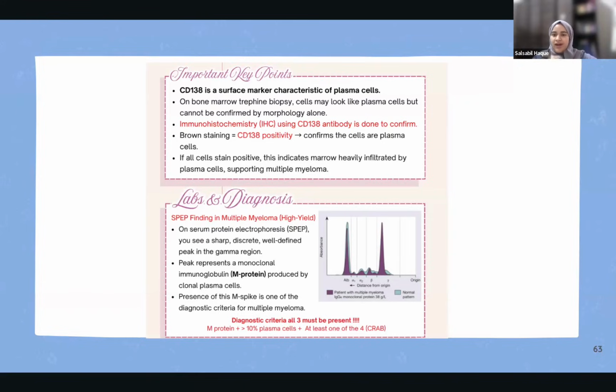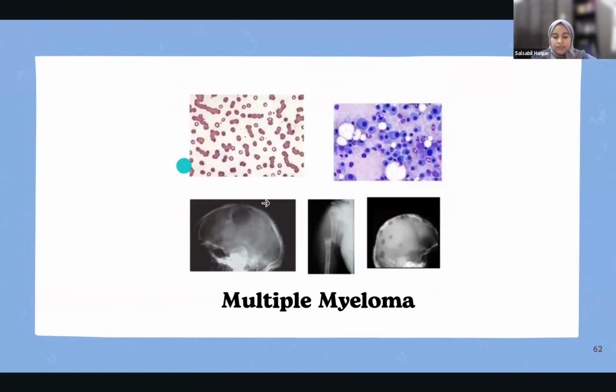Okay, you can also have high ESR. These are non-specific things, but more specific is beta-2 microglobulin. Okay, it usually happens in old age. It usually happens in old age, and, yeah, that's basically it.